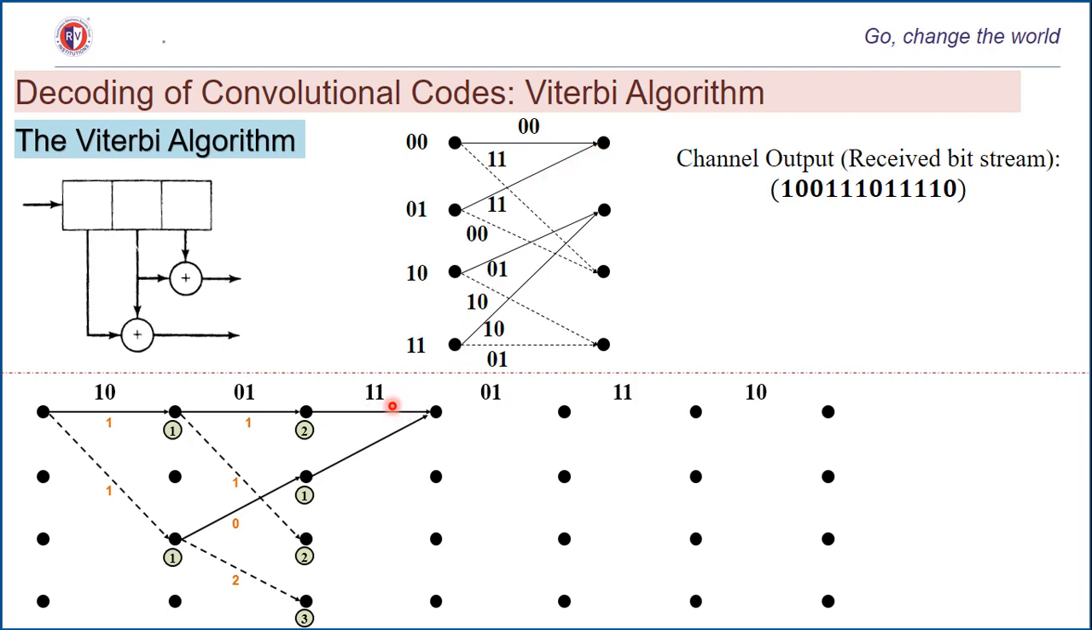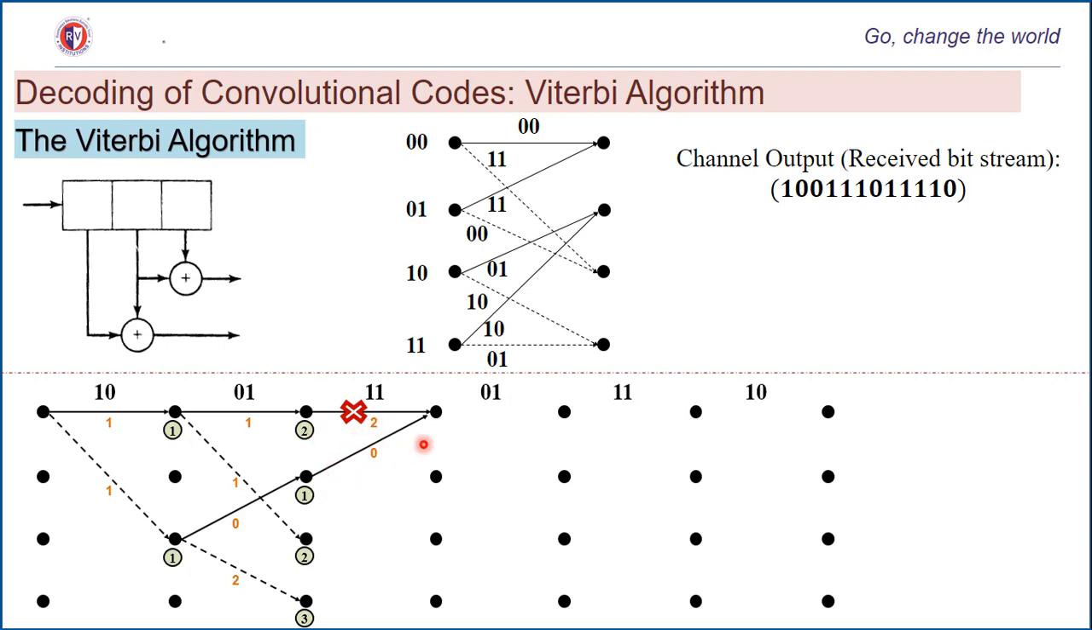What would be the path metric for that? For 00 and 11, if you compare, the path metric would be 2 because both are different in their bits. However, for this, the output is 11. This is also 11, and hence the Hamming distance is 0. Also, we should update the path metric at this particular node. Now, we can see that 2 plus 2 is 4 and 0 plus 1 is 1.